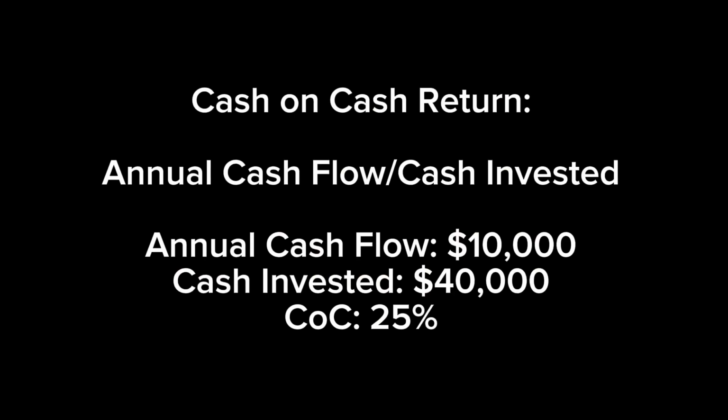The last term we're going to talk about is cash on cash return. Cash on cash return is your annual cash flow divided by the money you invested, right? So here's the formula for cash on cash return. You just have your annual cash flow divided by your cash invested. If you have an annual cash flow of 10,000 and you're 40,000 in, then your cash on cash return is 25%.